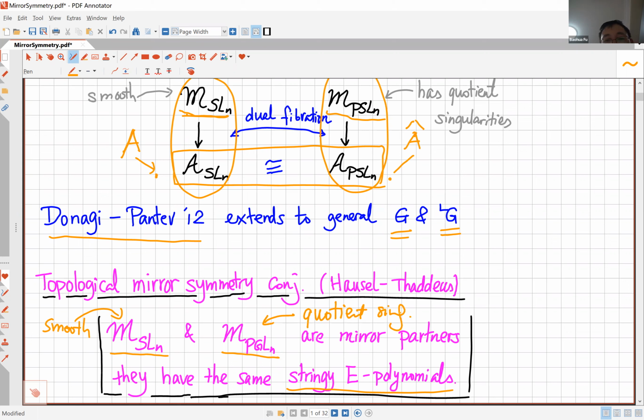You may wonder why it is only formulated for SLN and PGLN, not for a general group G. Because in general, if you take a general group G, then this could be really singular.